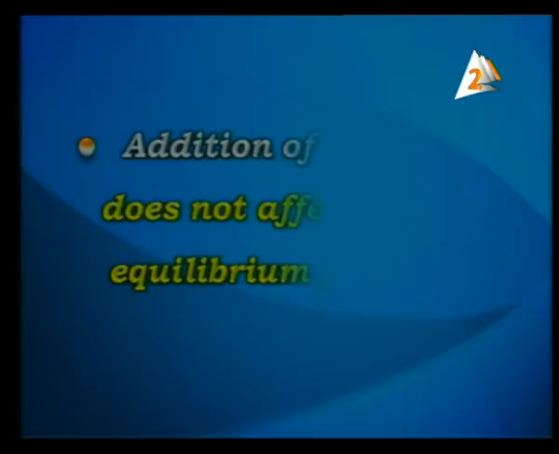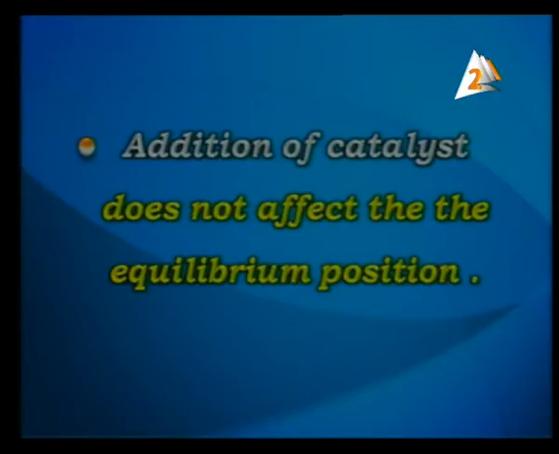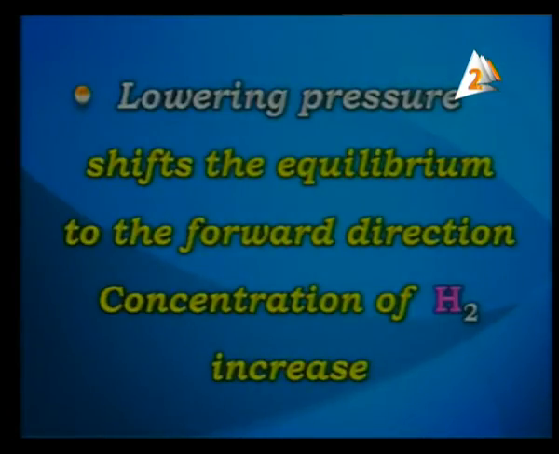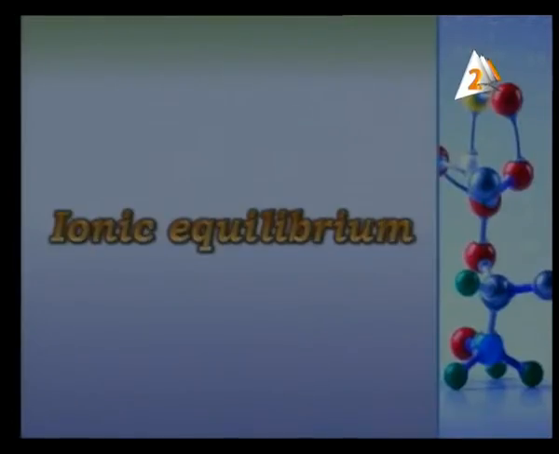It's great. Look at this. Addition of the catalyst doesn't affect the equilibrium position. Why? We say the equilibrium here is constant because the catalyst helps both the forward and backward reactions at the same rate. Concentration of hydrogen increases. Good to say that. Look at this. Lowering pressure shifts the equilibrium to the forward direction, and the concentration of the hydrogen increases.